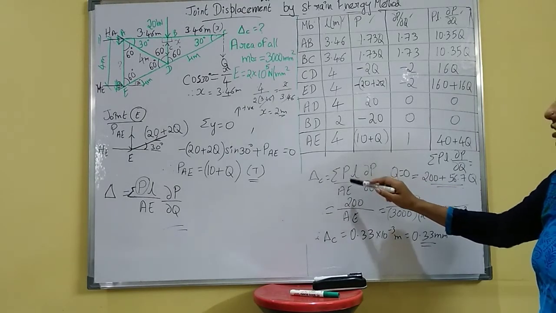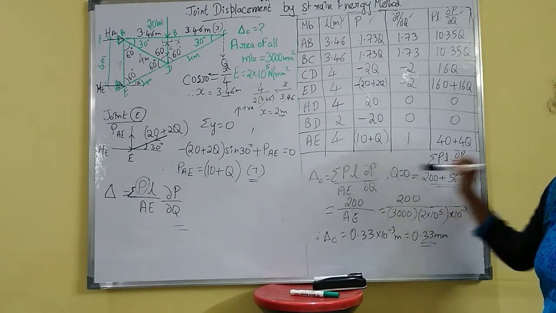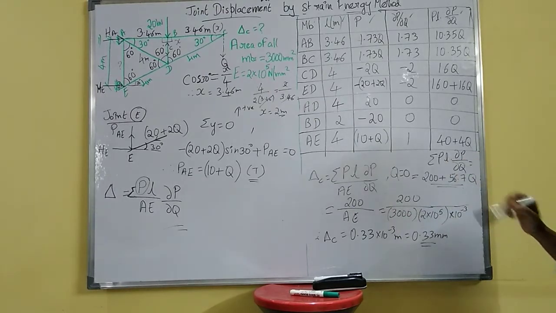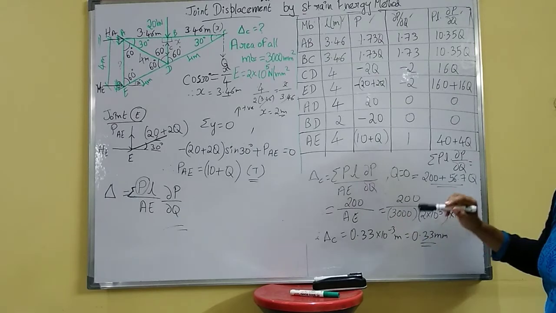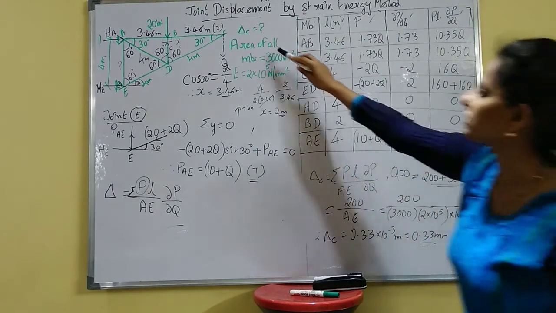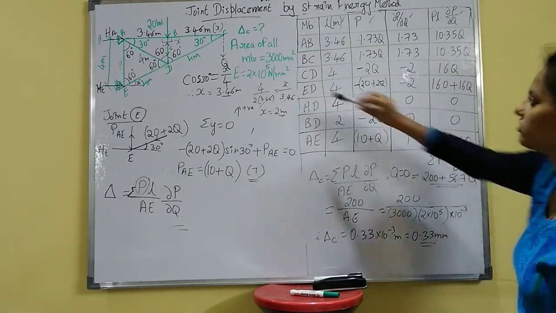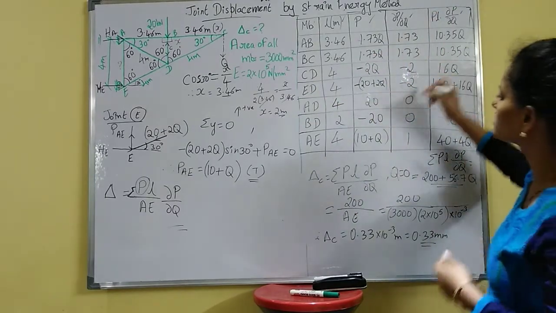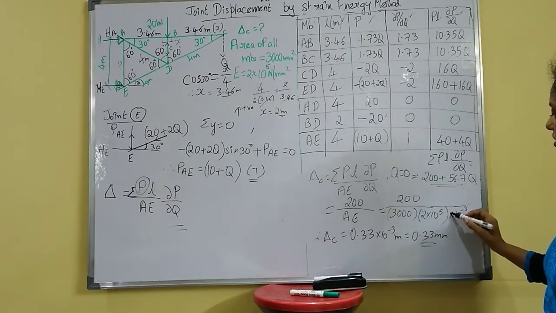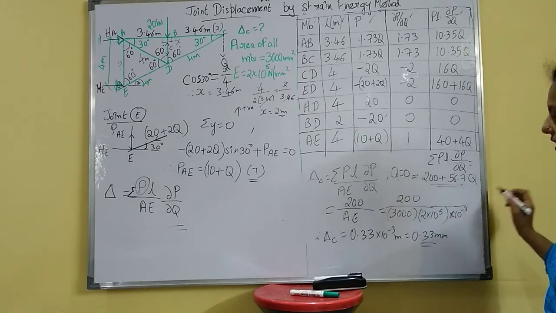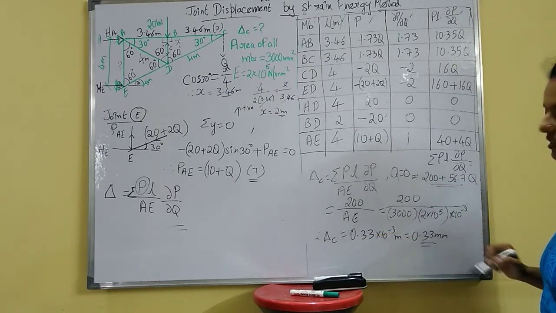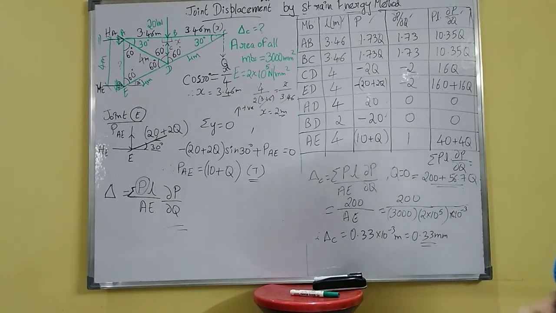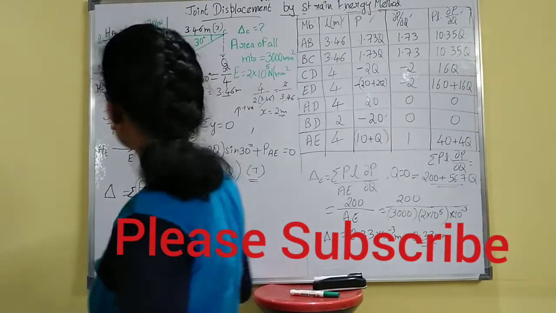See here again, summation PL by dou P by dou Q by AE. This is your delta C formula. So Q is equal to 0. Just you will have 200 by AE. So AE is nothing but 3000 into 2 into 10 power 5. It will be Newton, but here load is in kilonewton. So just convert into kilonewton. For that, nothing but 10 power minus 3. And delta C you will get 0.33 into 10 power minus 3 meter. So you will have 0.33 mm. This is your deflection or displacement. Thank you.